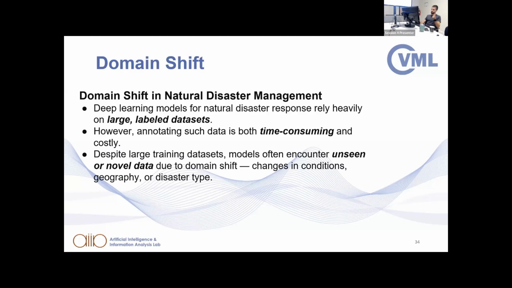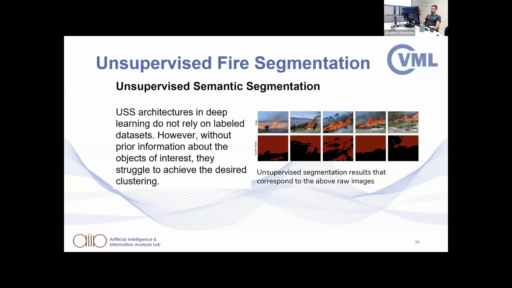This domain shift occurs due to changing conditions, geography, or the specific type of disaster. For example, a model trained on forest fires might perform poorly on urban fires due to different visual characteristics. A solution here would be unsupervised fire segmentation.